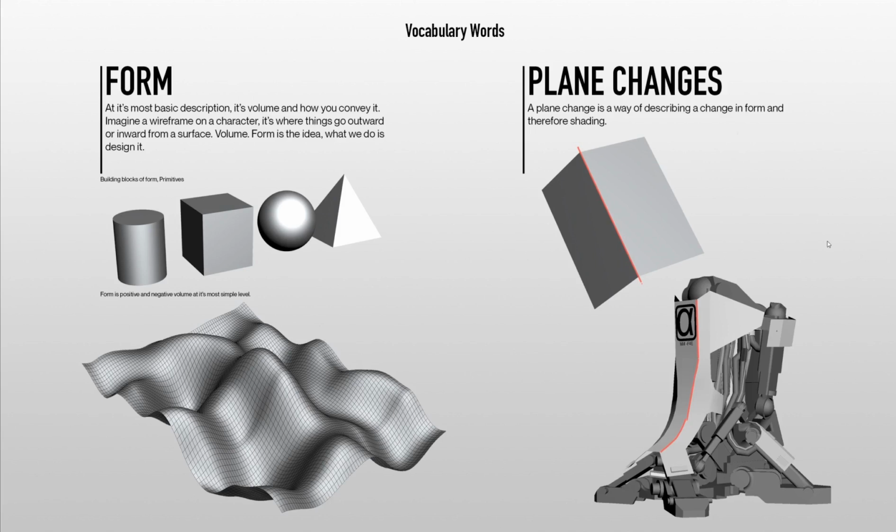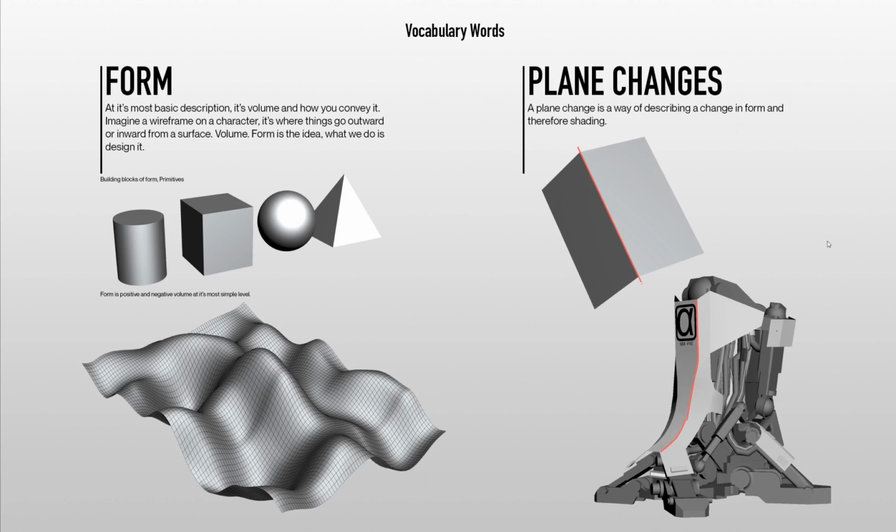At its most basic description, it's a volume and how you convey that volume. Imagine a wireframe on a character. It's where things go outwards or inwards from a surface. Form is the idea, and what we do with it is design. And so I think it's very important that we make this distinction between form and the design of form, because design is taking the idea and making it how we want it, but form is the basic idea. And so you can see in the bottom image of form, it's just showing positive and negative, and you can see by the wireframe that it's showing those different dips and rises.